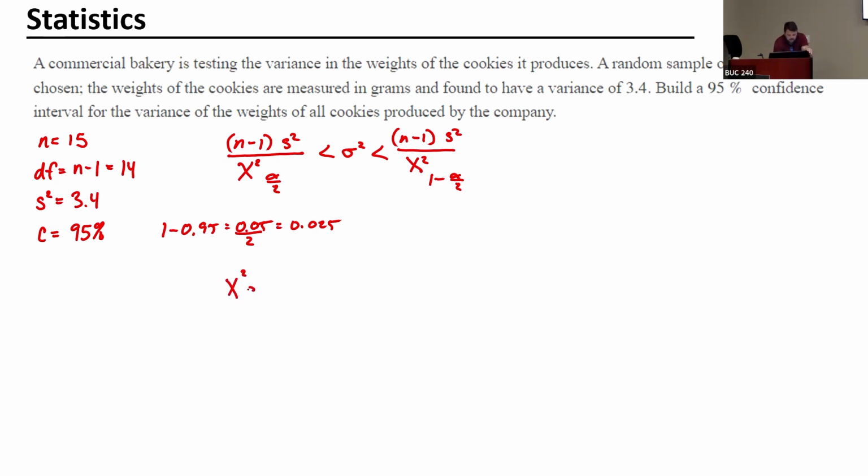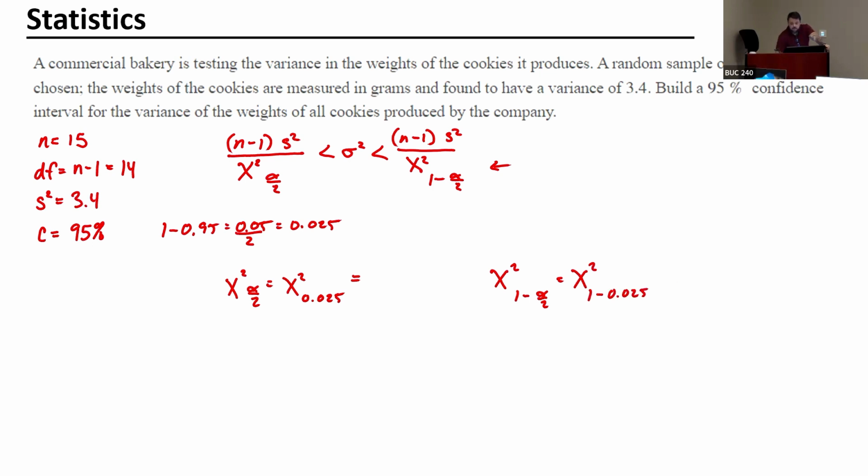This chi-squared alpha over 2 is going to equal chi-squared 0.025, and that's going to equal something. I don't know what yet, because I've got to use my chart. But I need to calculate one more thing. Don't I have this guy over here? I've got that 1 minus alpha over 2. So this chi-squared 1 minus alpha over 2 is equal to chi-squared 1 minus 0.025, which is equal to chi-squared 0.975.